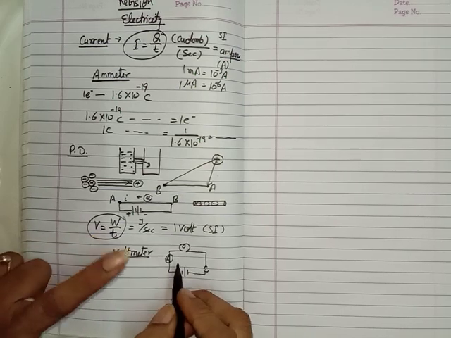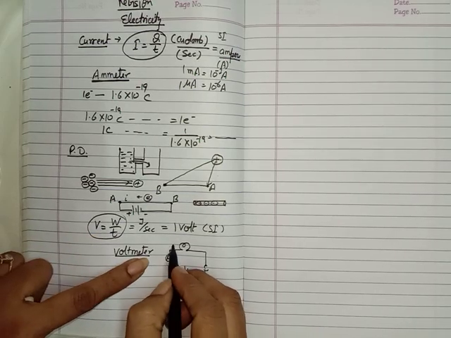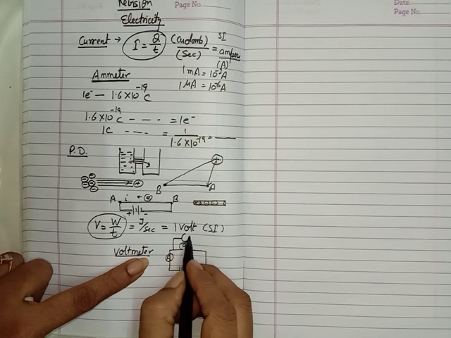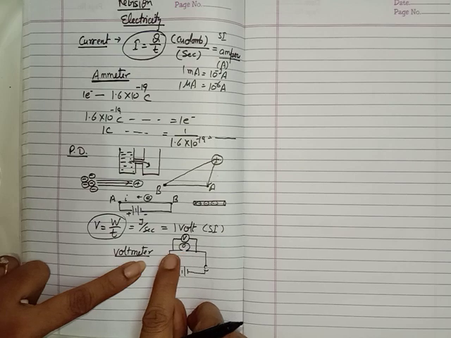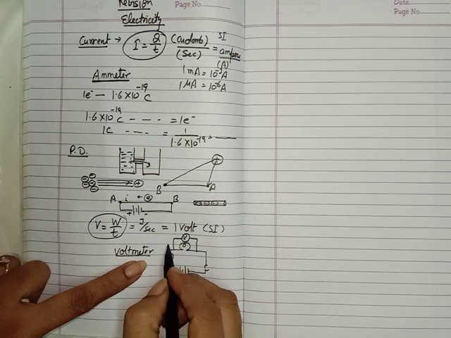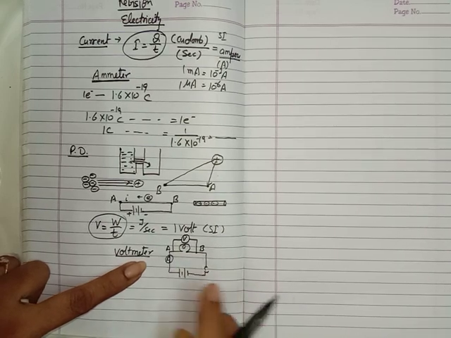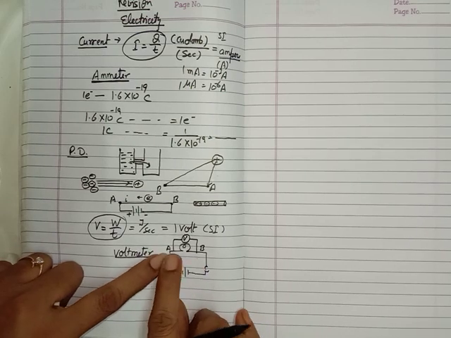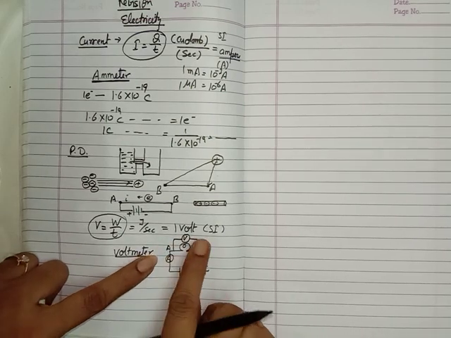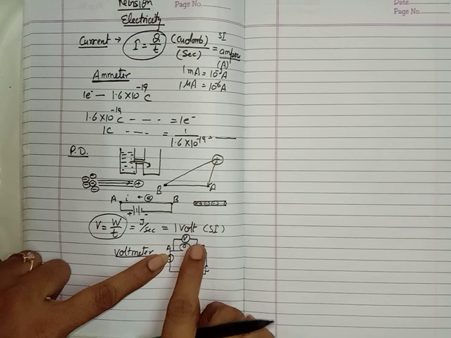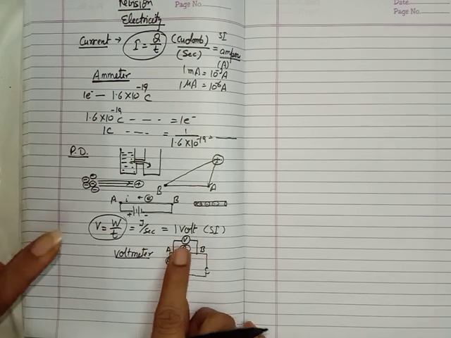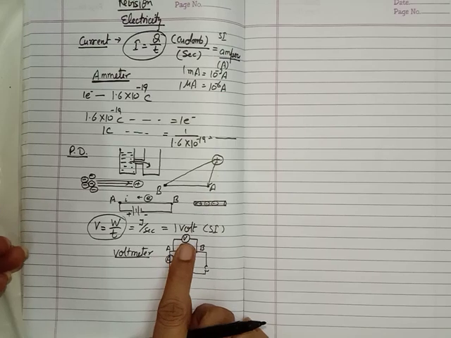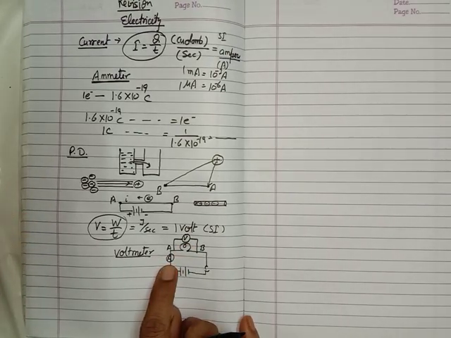And what about the voltmeter? We always connect the voltmeter in parallel combination with the circuit. If we want to find the potential difference between these 2 points, A and B, which I'm marking here, we have to connect the voltmeter in parallel with the points A and B. So we connect the voltmeter in parallel and the ammeter in series.